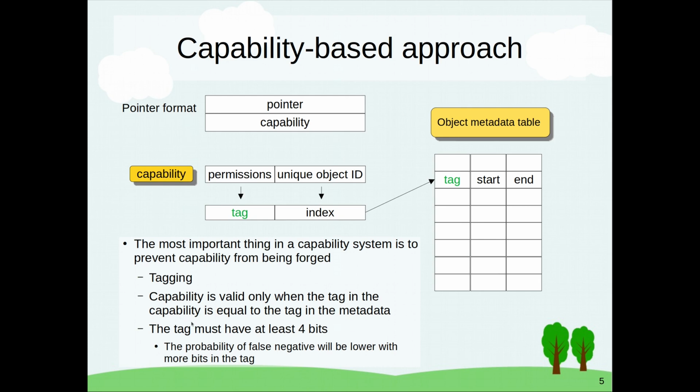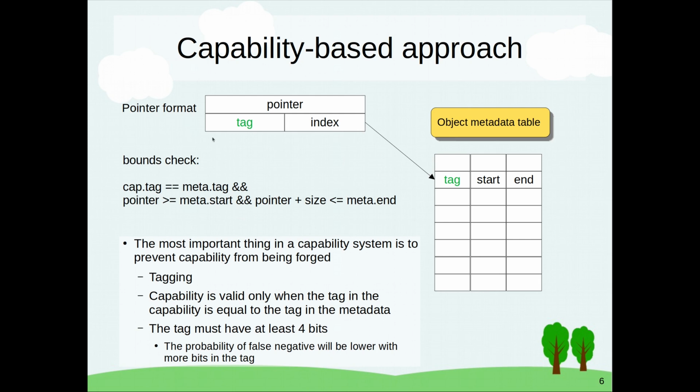And the tag must have at least 4 bits because the probability of false negative will be lower with more bits in the tag. So in the capability-based approach, a pointer is followed by a capability that contains a tag field and index field. So when the pointer is dereferenced, the compiler will do the following check. First, it will check that the tag in the capability is equal to the tag in the metadata. This is to make sure that the capability is valid. And then it will check that the pointer is within the range of the object.